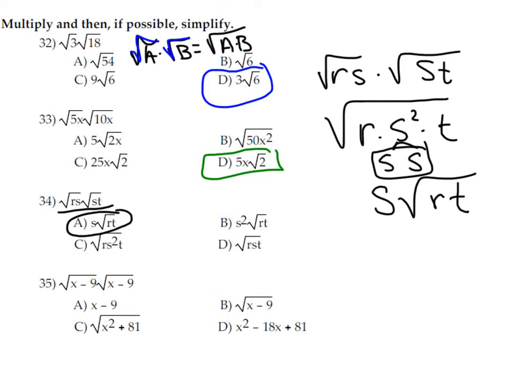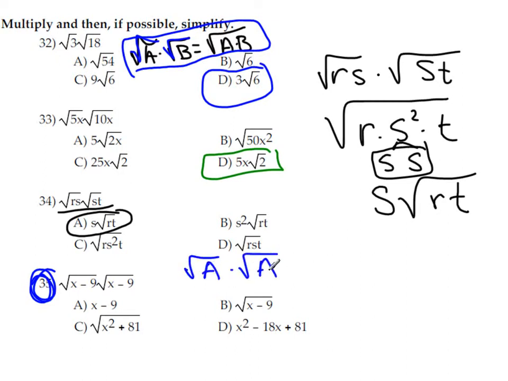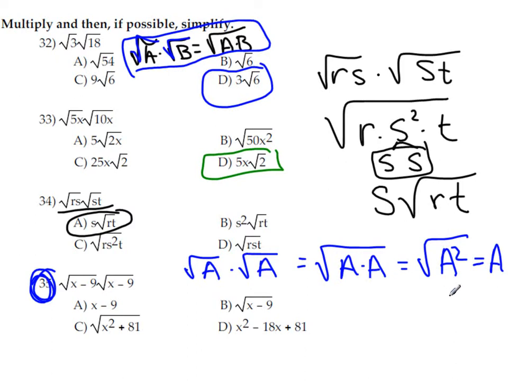And last but not least is number 35. Now 35 is a rule. It kind of expands off our product rule, in which if we have the square root of a times the square root of a, we can put it under one radical. We have the square root of a times a, which is really the square root of a squared. And we saw this rule earlier, that is just a. So if I have the same radical times itself, it's just the radicand.